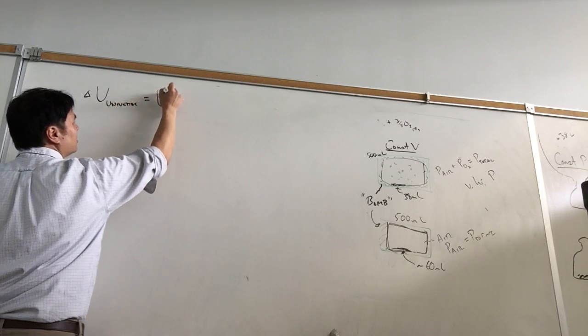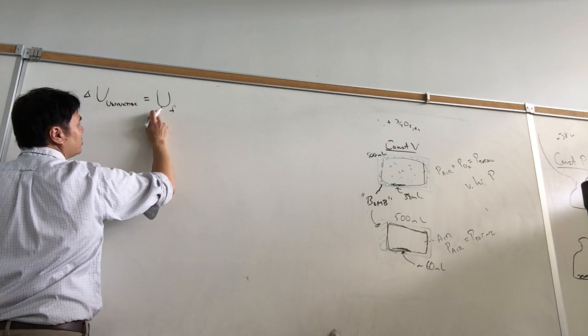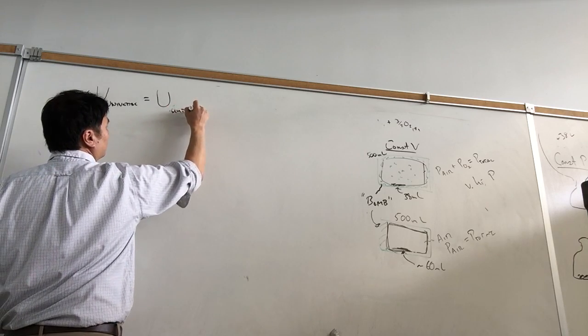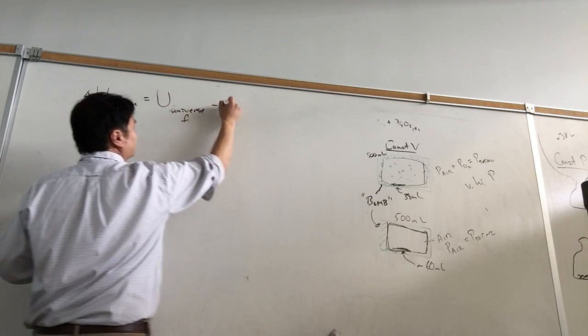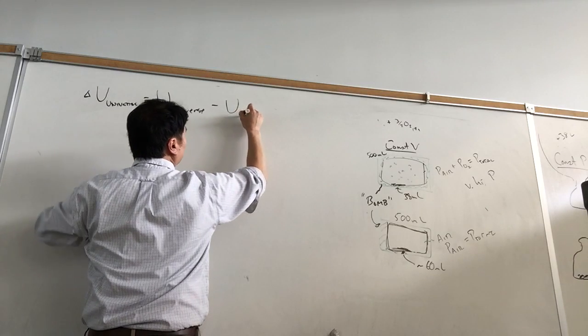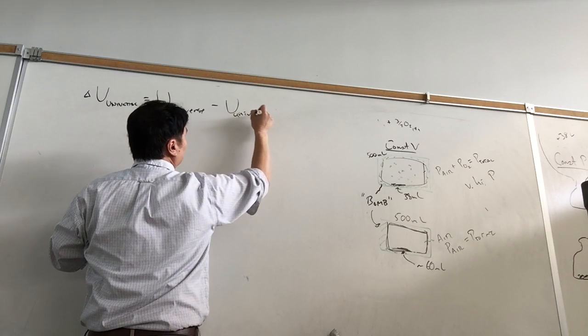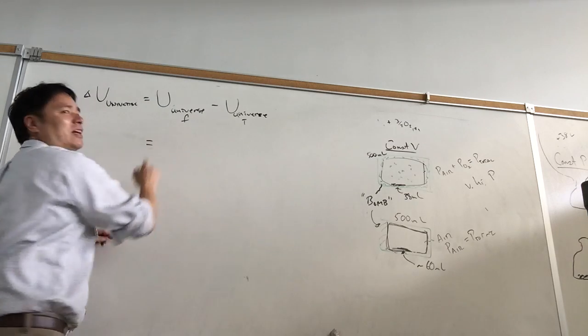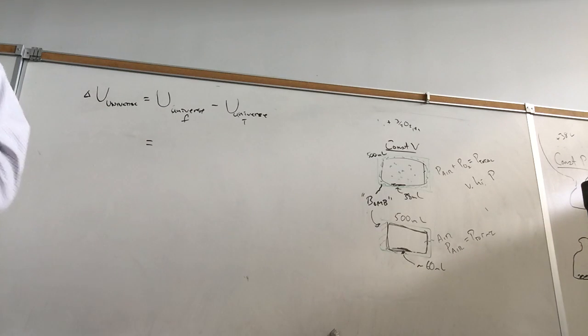delta U of the universe is the total energy of the universe, final, minus the total energy of the universe, initial. Do you know what that equals? Let's say I did that reaction, KClO3 decomposition. Before, what was the total energy of the universe? And after I did that reaction, what's the total energy of the universe?